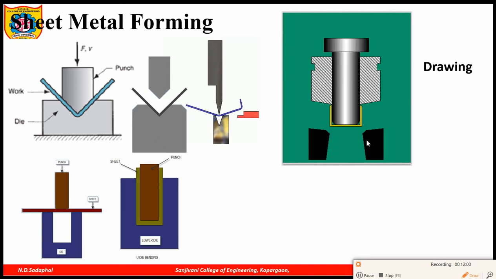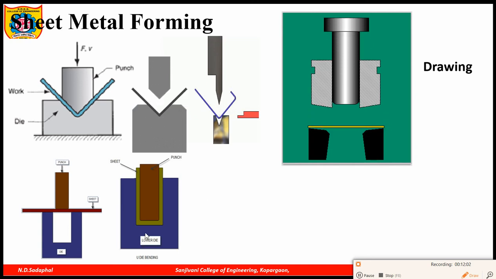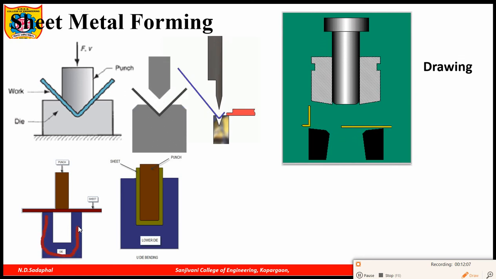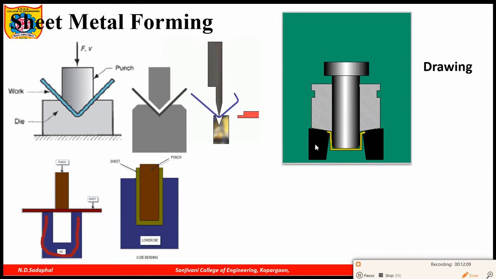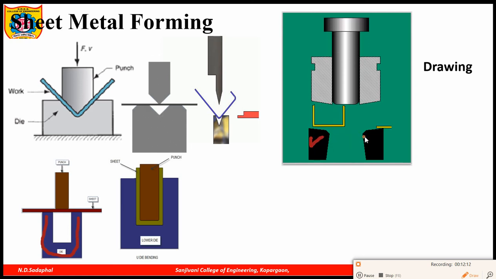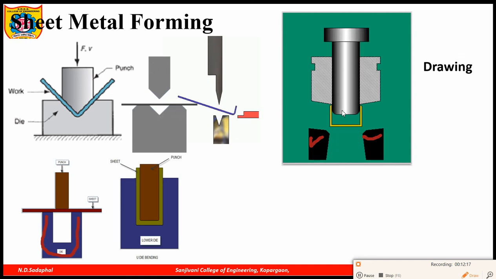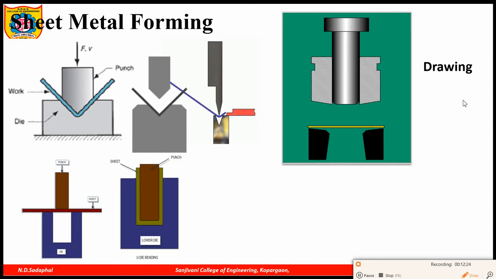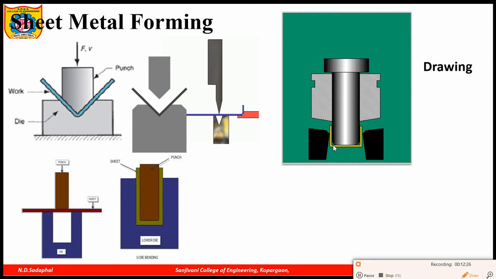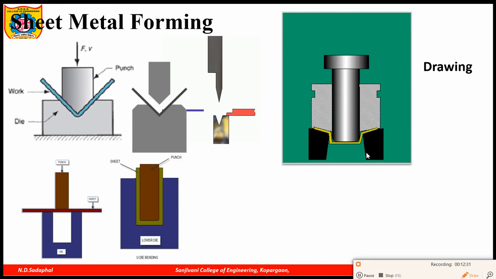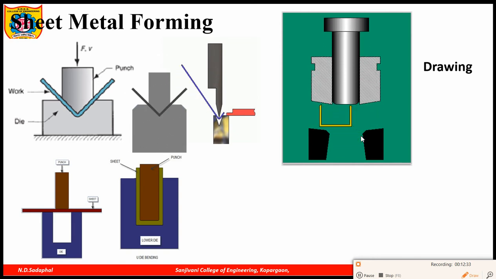Now what is the difference between drawing and U bending? In U bending, the lower die itself has a U-shaped cavity. Here two separate dies are placed, there is a clearance between the two dies and the sheet metal is forced between this clearance in U shape. So drawing is a process of forming sheet metal by forcing a punch between the clearance between the two lower dies.